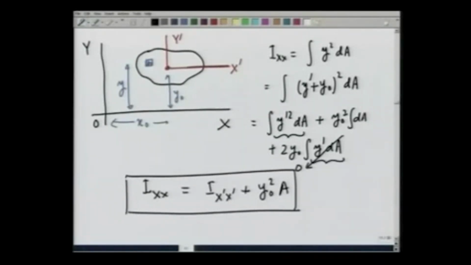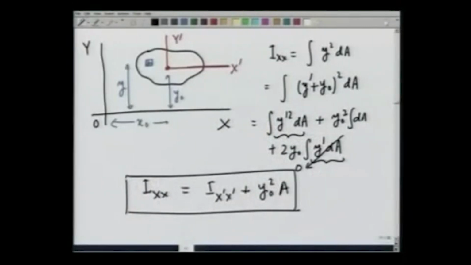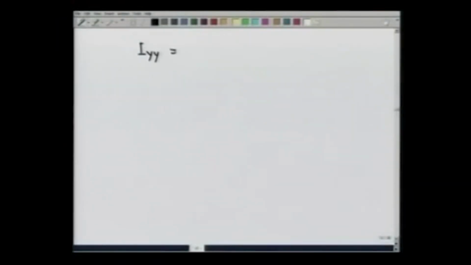This way, if I know the second moment of inertia of a body about an axis passing through its centroid, I can easily calculate the second moment of inertia of the same body with respect to an axis which is parallel to the first axis but displaced by amount y0. In the same manner, we can now calculate Iyy, which is equal to integral x square dA, which I can write as integral (x prime plus x0) square dA.